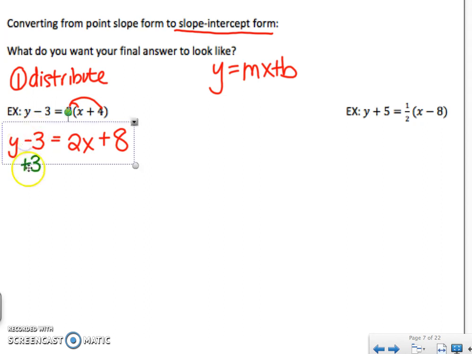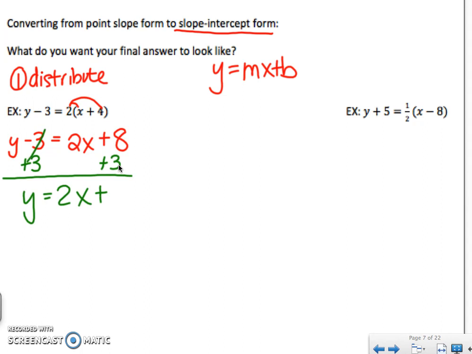If you do it to the left side, you're going to have to do it to the right side under one of these terms. And you're going to do it under the 8 because it's its like term because it does not have an x. So you're going to have y equals 2x plus 11. Okay? So now you've converted this from point slope form to slope intercept form, which you guys already know how to graph. Okay? So if you don't want to graph it in point slope, you can always graph it in slope intercept form. Okay? So why don't you try this one?